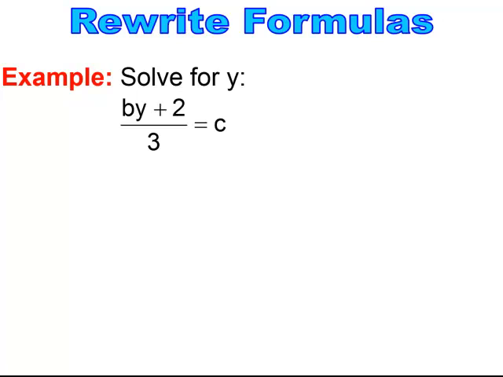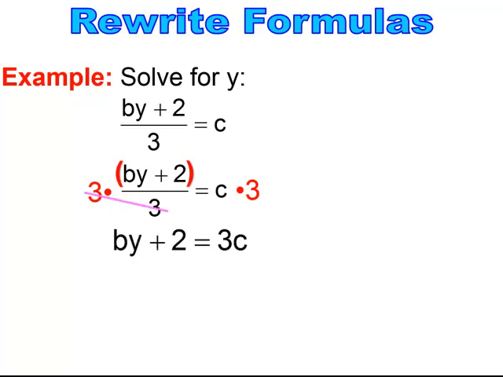This next example is we're solving for y, and notice that we have y on the top where we have the whole expression on top being divided by 3. So when we're working with an expression and we have a division that's being divided into that expression, you have to first remove that division. So when we're removing the division, we're doing the inverse operation, which is multiplication. So I'm going to multiply both sides by 3.